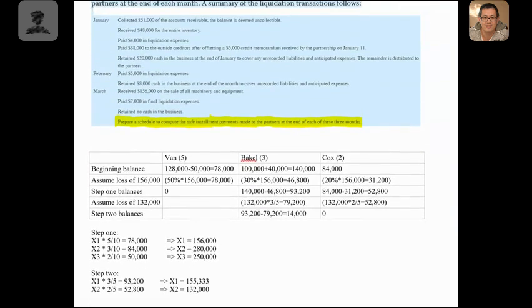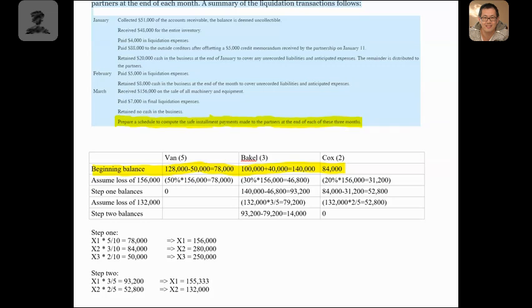In this pre-distribution plan, first we start with their current beginning balance. So the beginning balances for Van, Bacon, and Cox are as follows. Van's balance is 78,000. It equals its current book value balance of 128,000 minus the 50,000 Van owes to the company. For Bacon, it equals its current book value balance of 100,000 plus the 40,000 the company owes to him, and then Cox has 84,000.